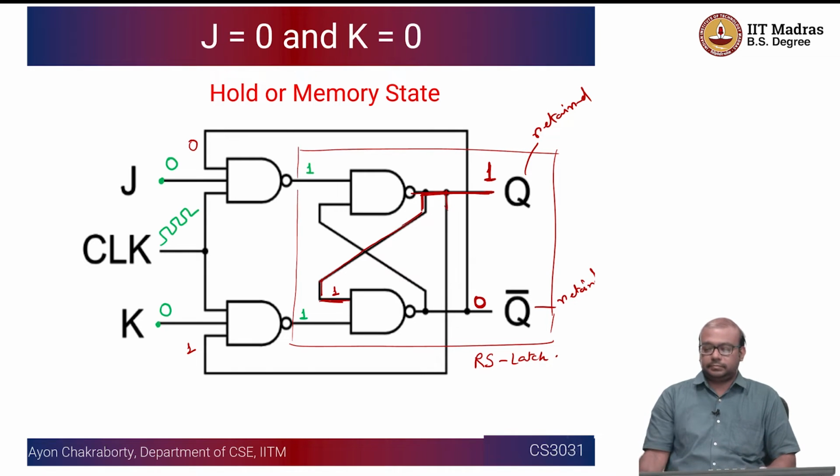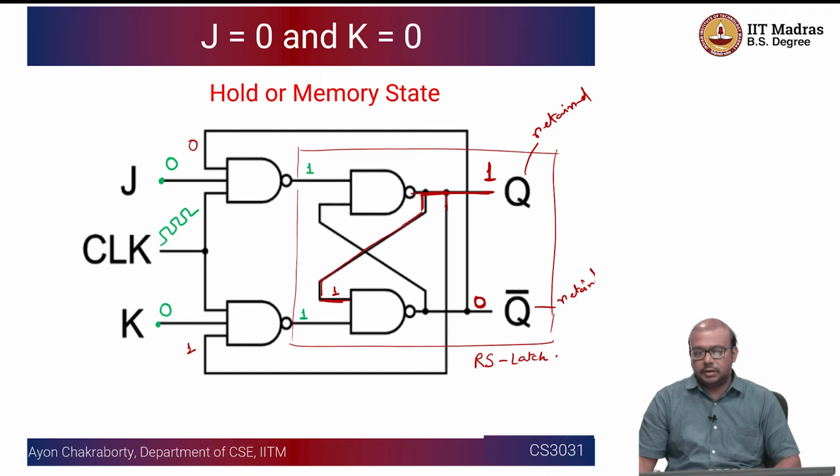Okay, so this is an important thing to remember. We are getting the functionality of an RS latch in some form. In the case of D, if you put 0, the output was definitely becoming 0. If you put 1, the output was definitely becoming 1.